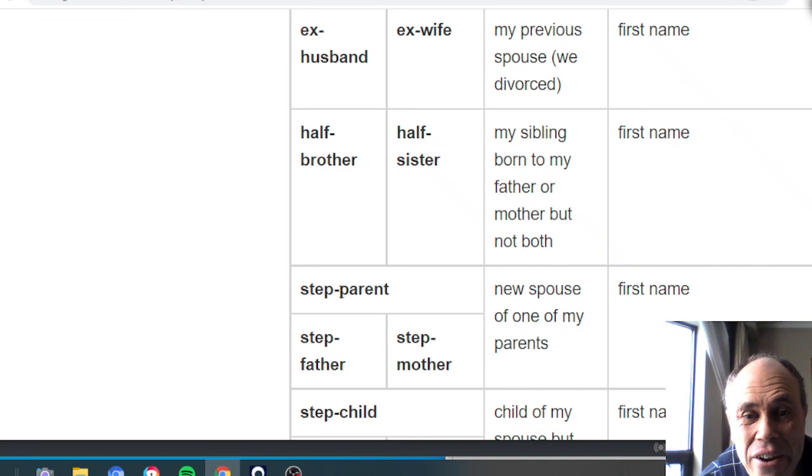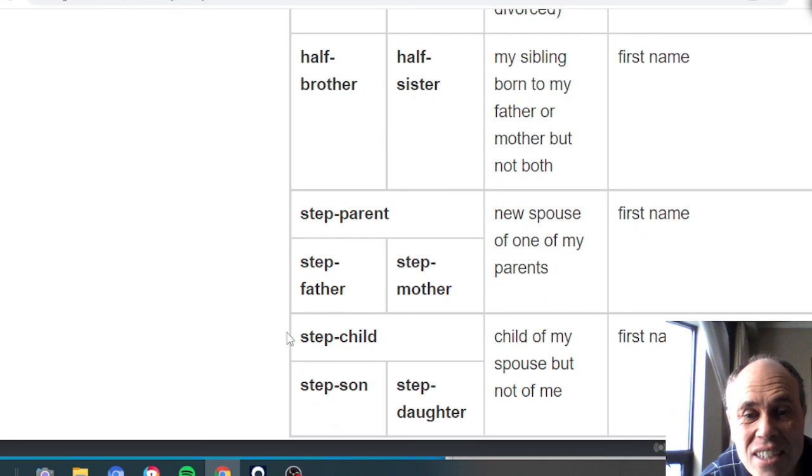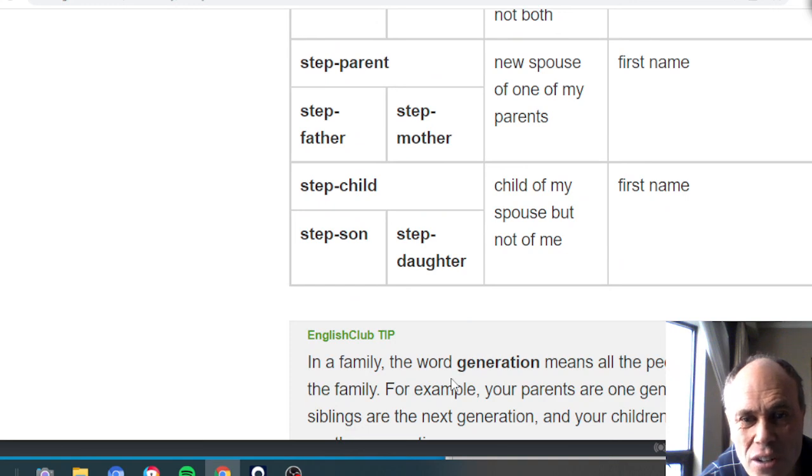A step-parent is if your spouse breaks up with their partner and then meets a new partner, then that will be step. They step in, right? So they become a parent, step-parent. Stepfather if it's a man, stepmother if it's a woman, and if they then have children, stepchild. Stepson if it's a boy, stepdaughter if it's a girl.